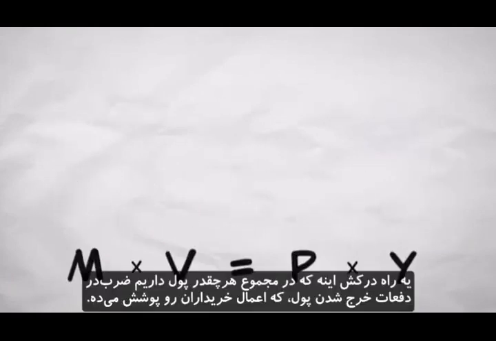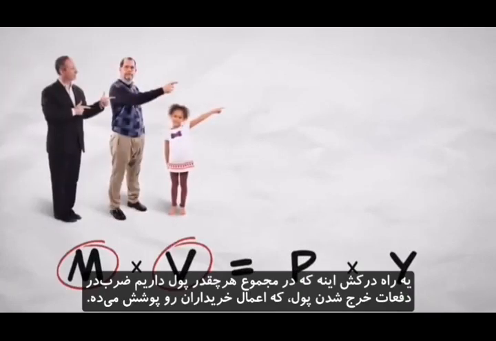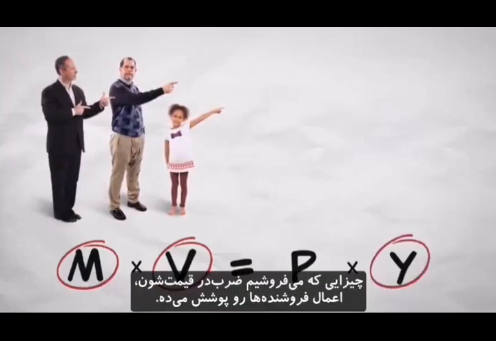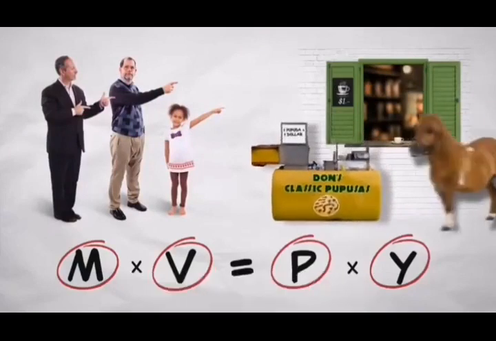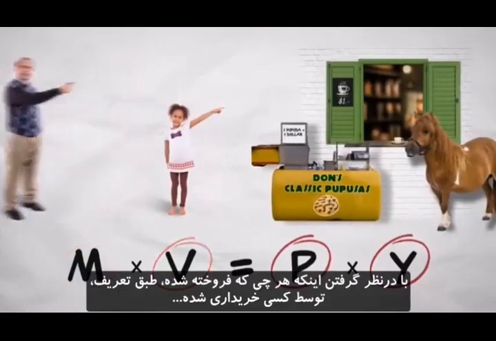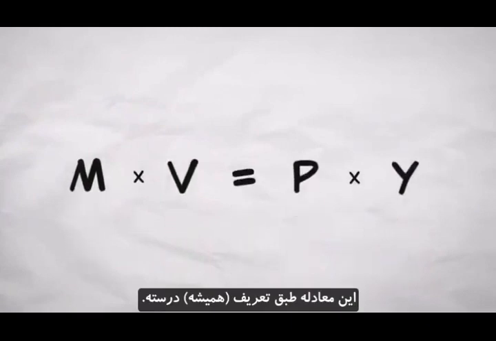One way to think about it is that how much money we have in total times how many times the money is spent covers the actions of buyers. The stuff we sell times the prices we charge covers the actions of sellers. Given that everything that is sold is, by definition, bought by someone, this equation is true by definition.